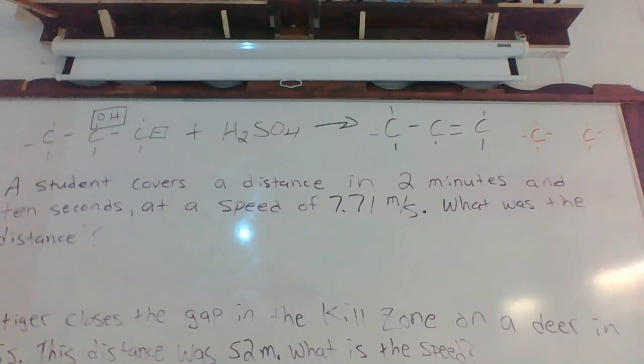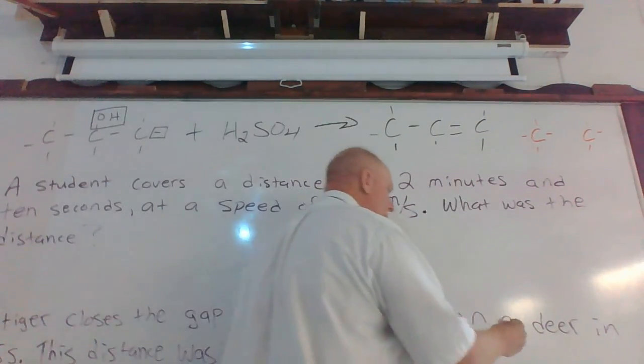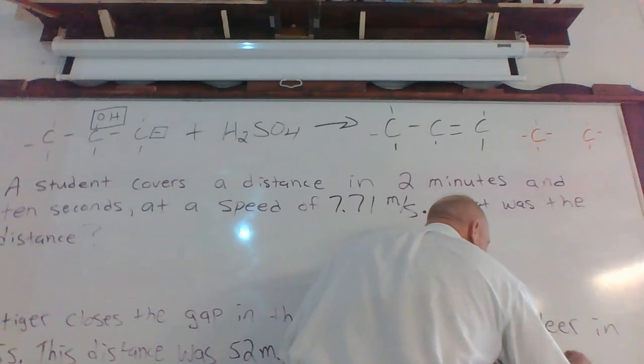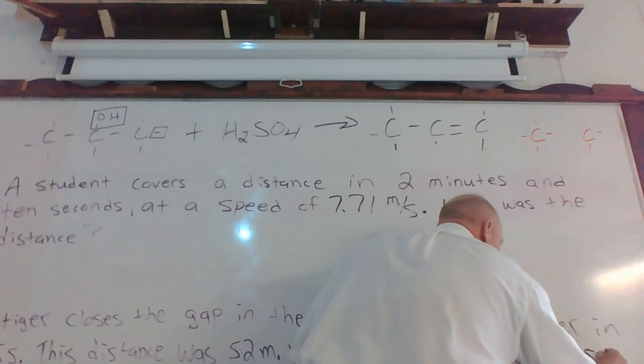Okay. So a tiger closes the gap while hunting in this kill zone on a deer in 2.15 seconds. That's an S. So what is that telling you? What variable is 2.15? It's a time. So this is what we mean. We want you to solve these problems in the way that we're illustrating. We call this a setup. The time is equal to 2.15 seconds.